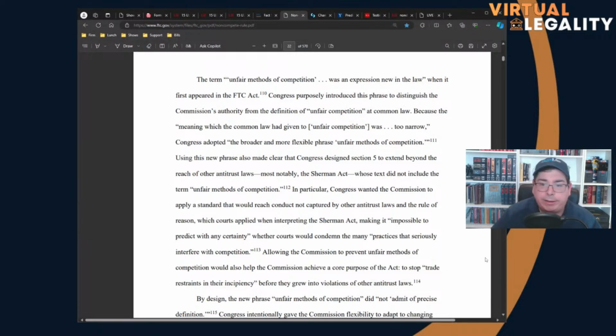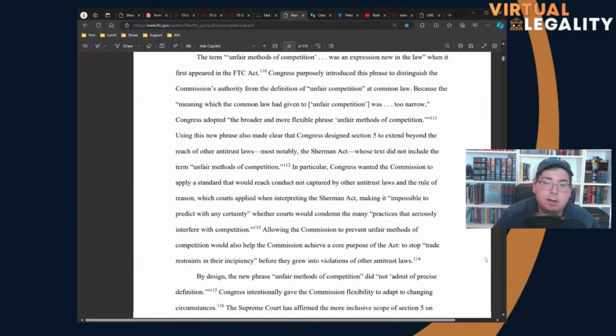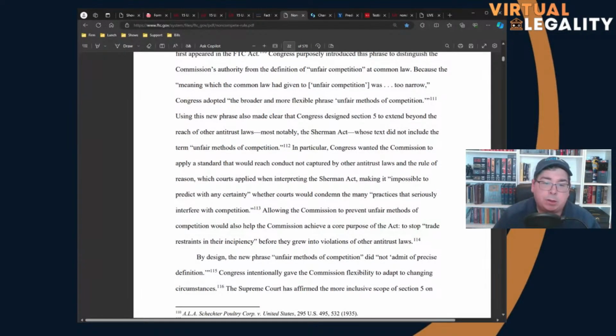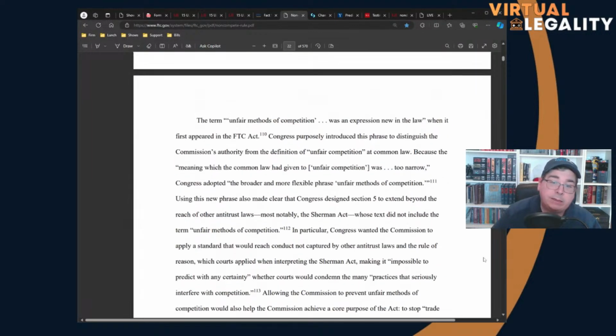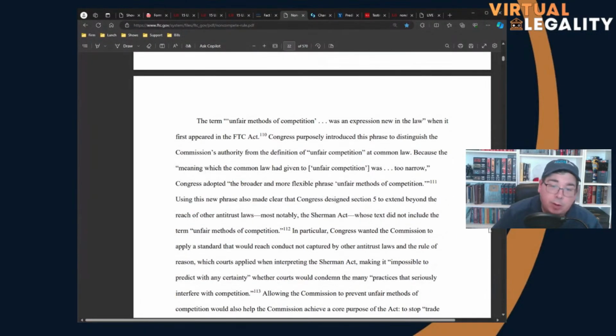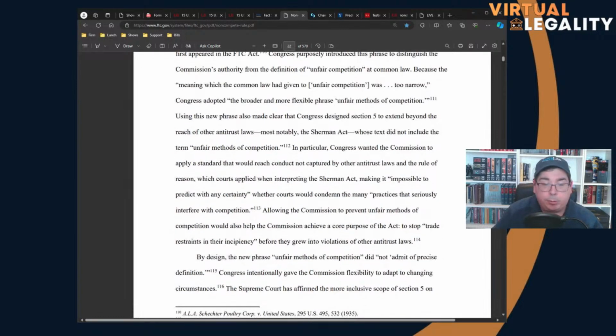In particular, Congress wanted the Commission to apply a standard that would reach conduct not captured by other antitrust laws and the rule of reason, which courts applied when interpreting the Sherman Act. Indeed, we've looked at that extensively on this channel, making it impossible to predict with any certainty whether courts would condemn the many practices that seriously interfere with competition. Allowing the Commission to prevent unfair methods of competition would also help the Commission achieve a core purpose of the Act: to stop trade restraints in their incipiency before they grew into violations of other antitrust laws. In fact, this paragraph, despite being in a lawsuit against the FTC, describes the FTC's authority under the FTC Act pretty broadly.